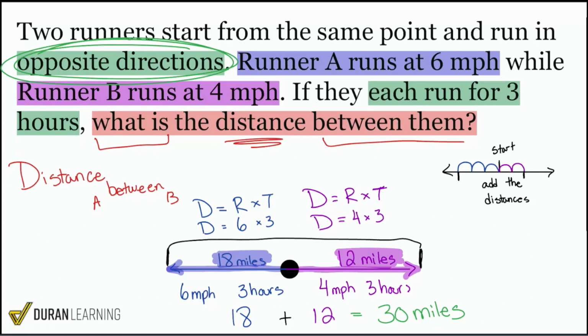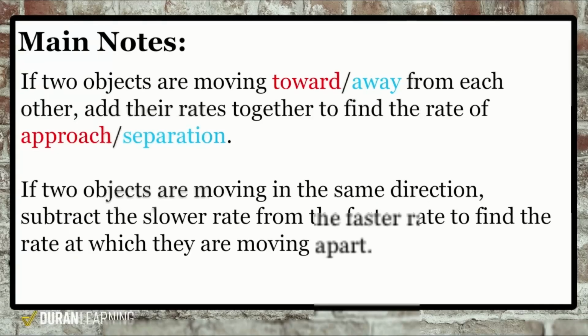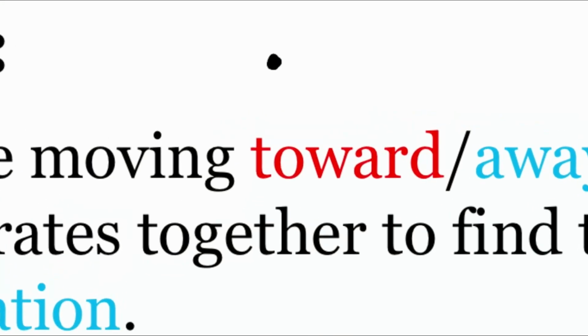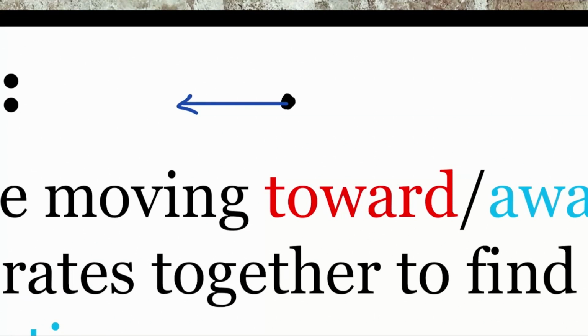So now allow me to show you your main notes for what we're doing today. Here we go. So if two objects are moving toward or away from each other, we are going to add their rates to find the rate of approach or separation. So here's what I mean, everybody. I think we all know what away from each other looks like, but I'm still going to show it. Let me go ahead and show you here in blue. Exactly what we just did. If we're going in opposite directions, we are going to add this plus this to get the total distance together.